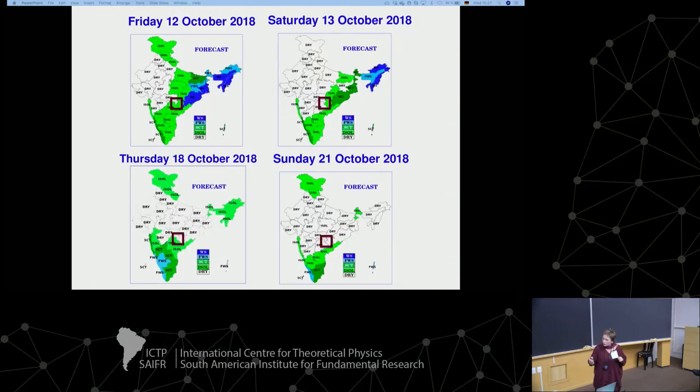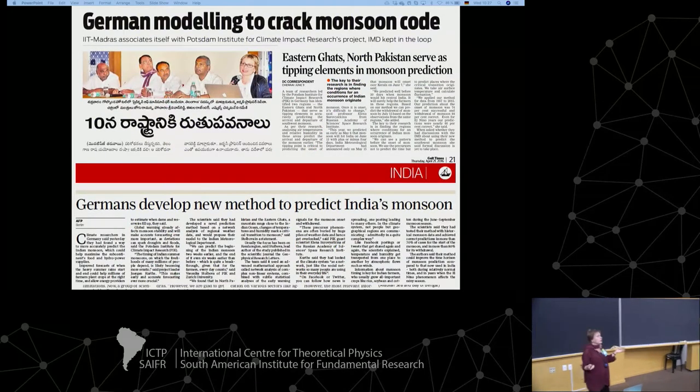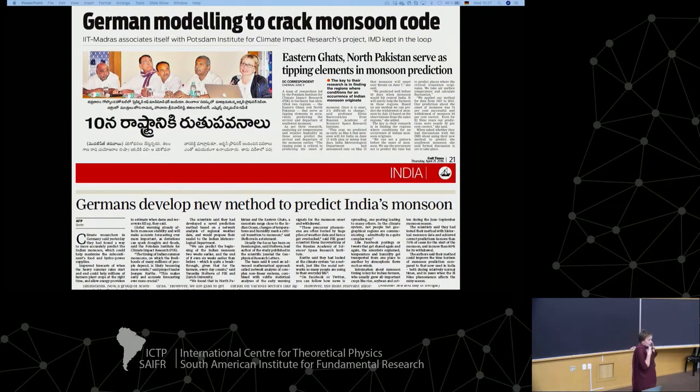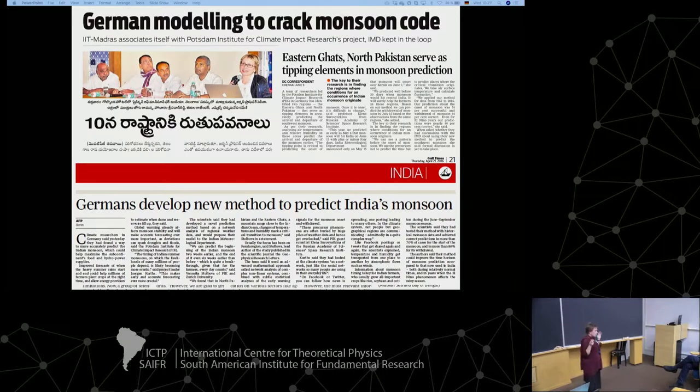And this is the withdrawal date. You can also see the same date from 13 to 21 of October. Monsoon completely withdrew from this area. This is completely withdrawn from this area. It was also correct. So, Indian Meteorological Department recognized and acknowledged all my seven forecasts as successful. So it is possible. It works.